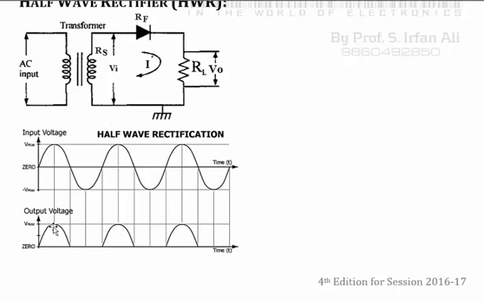So you will get the output like this. But when the negative cycle comes, the diode will block it, so you will get 0 at the output side. That cycle will not appear at the output side. When the second positive cycle comes, you will get that at the output, and when the negative cycle comes again, it will be blocked by the diode. This is the working of the half wave rectifier.